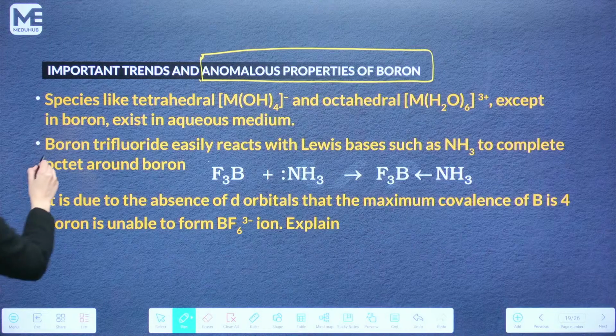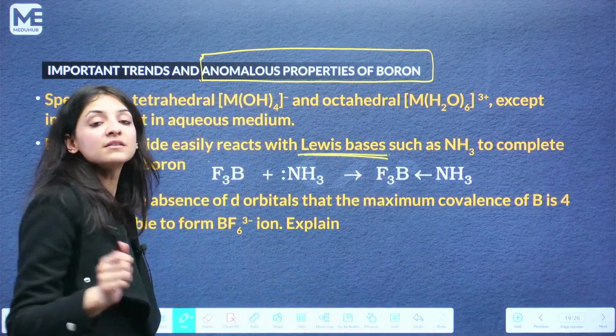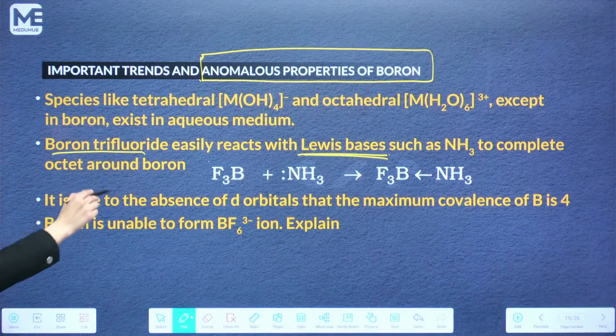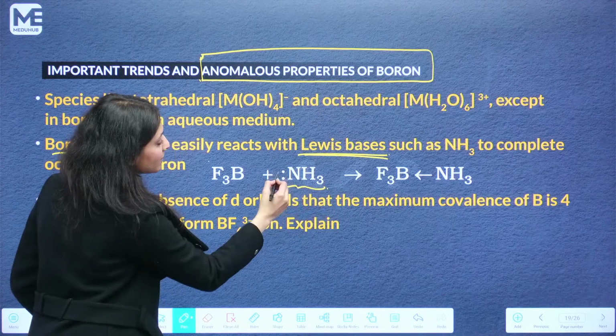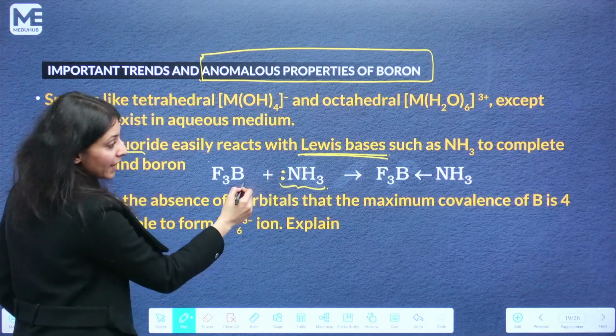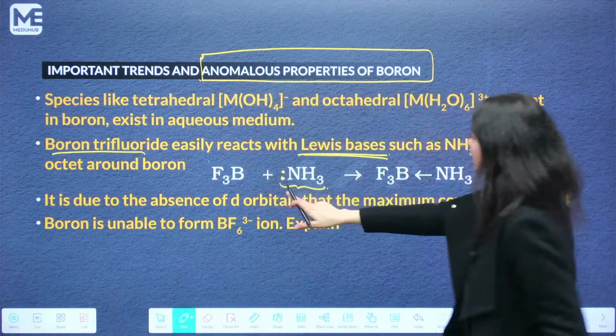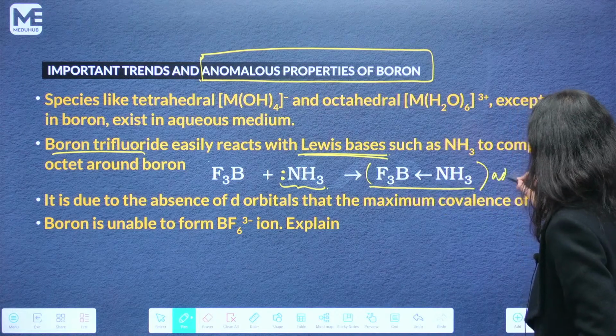Now, boron trifluoride is a Lewis acid. It reacts with Lewis bases because it is an electron deficient compound. So, if it's reacting with ammonia, which is a Lewis base because it has a lone pair, ammonia can donate its lone pair into the empty pz orbital, and we can get this adduct here.